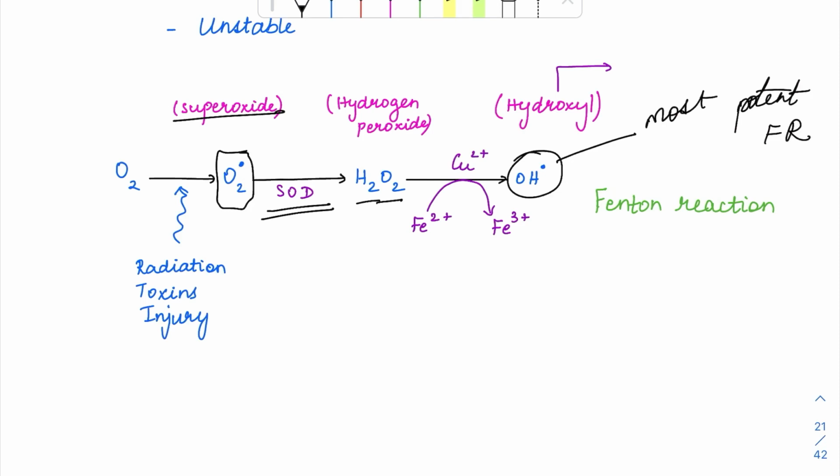This reaction of conversion of H2O2 into hydroxyl ion will happen in the presence of either copper or iron. In the presence of iron, the ferrous form will get converted into the ferric form. This reaction, that is H2O2 converting into hydroxyl ion in the presence of iron and copper, is called Fenton's reaction. This is the most important reaction, and depending on this only ferroptosis is going to happen.